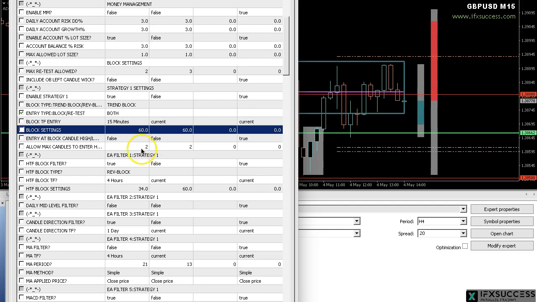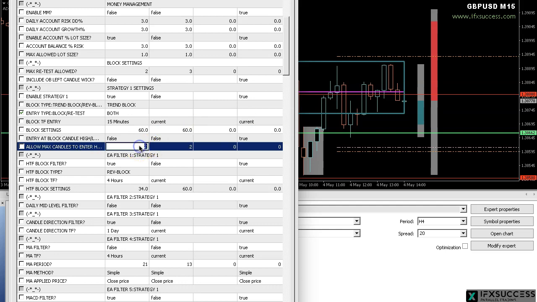And then we want to give it a maximum number of candles to happen. There are times when the next candle doesn't go above it. So you can say, if 2 candles don't go above that block candle, then forget it, don't even enter for me. Also, what this means is we're giving candle time for all the filters to work out.